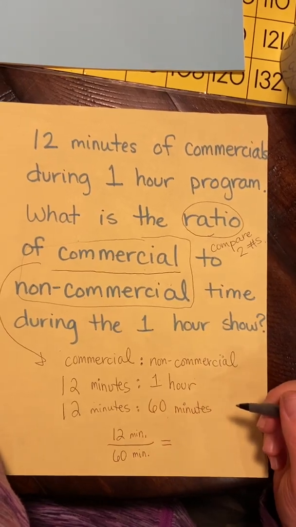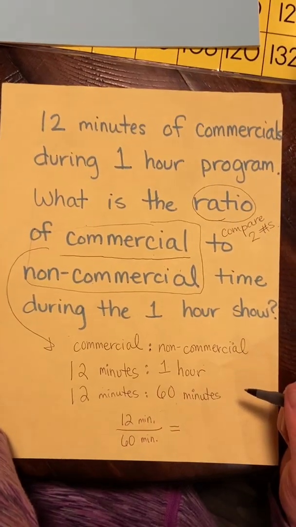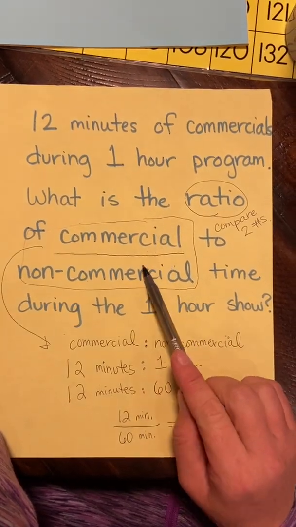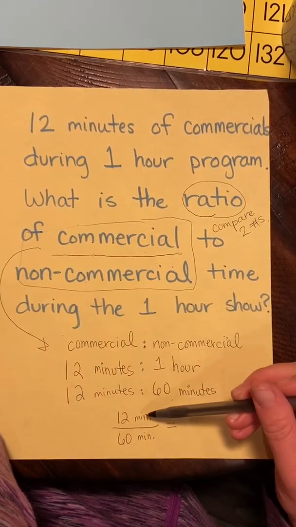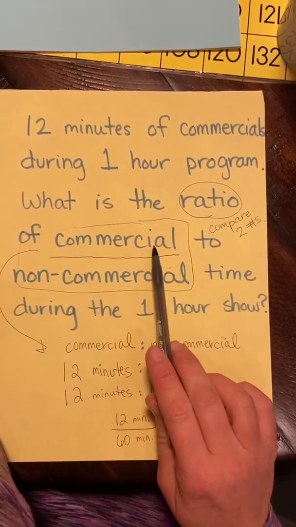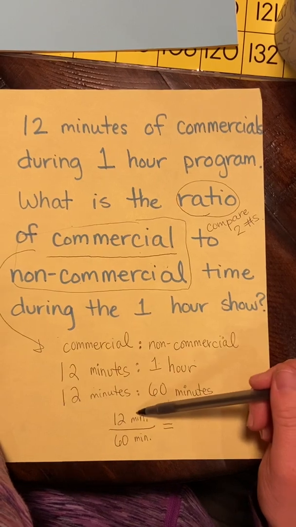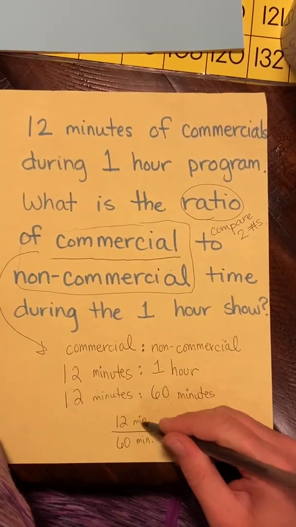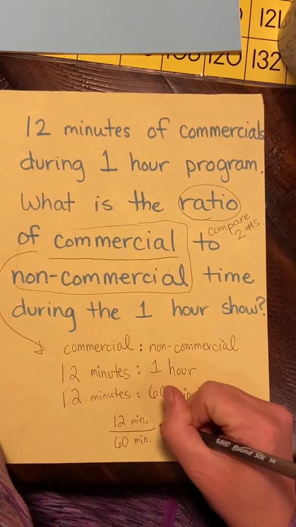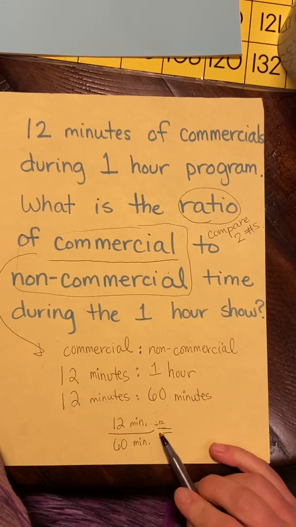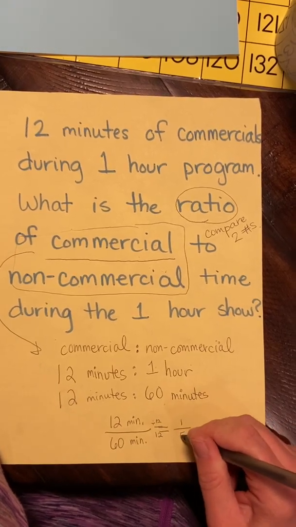And we're going to reduce. We're going to simplify. We're going to put our ratio of commercial to non-commercial time in simplest form. See, so here's my fraction bar again. Commercial to non-commercial time. So I remember my 12s, so I can divide by 12 over 12, and I get 1/5.